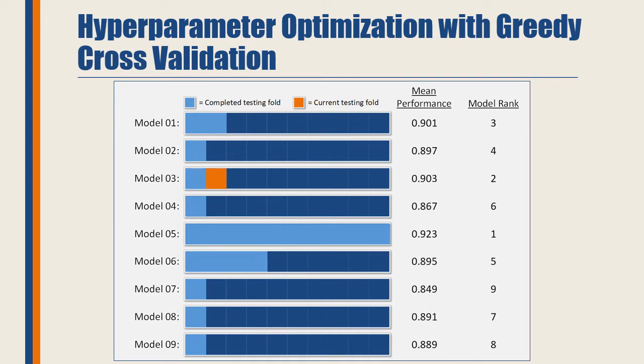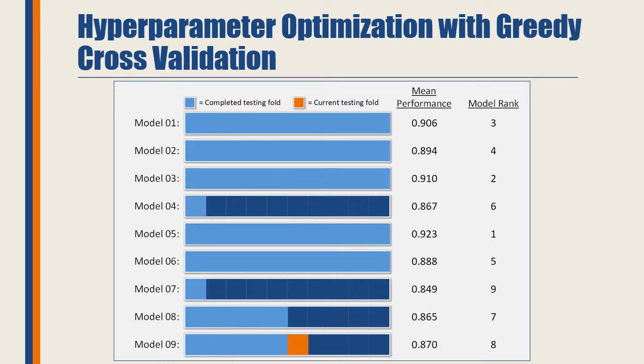If we allow the greedy cross-validation algorithm to continue running, we'll see that it tends to complete its evaluation of the best candidate models much sooner than the models that ultimately end up having the worst performance. This is the key point about greedy cross-validation. In comparison to standard cross-validation, when you use greedy cross-validation, the best candidate models will, on average, be fully and completely tested much sooner than the worst candidate models.